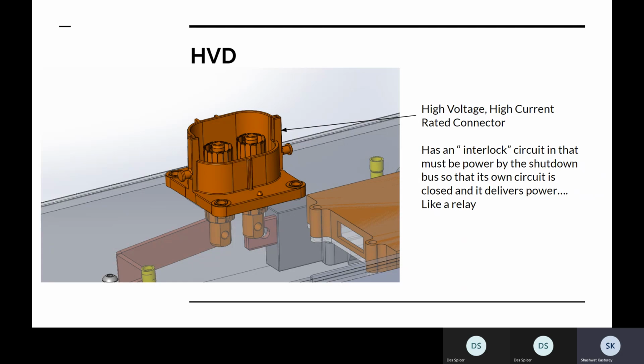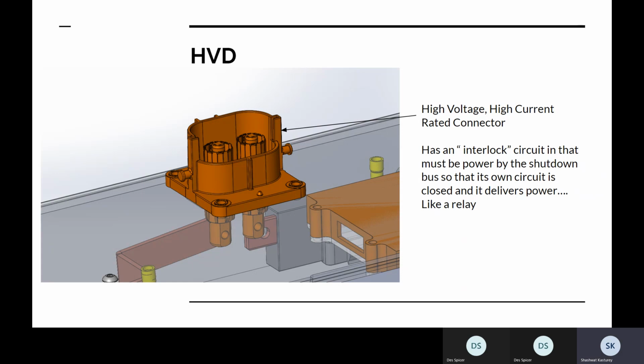And I think I've explained to you guys before that it has something called an interlock circuit in it. This thing only outputs power from the battery pack if it also receives 12 volt power from the car's battery, basically the car's low voltage battery. Does that make any sense? That's kind of jumbled. This only outputs the 400 volt power if it gets 12 volt power from something else. It's basically its own relay, but as a connector. Pretty wild.